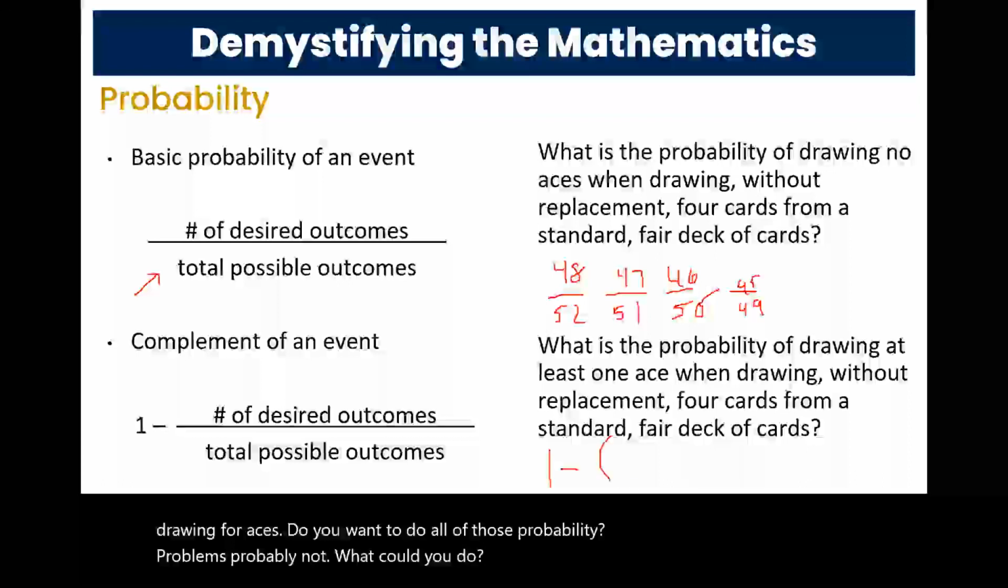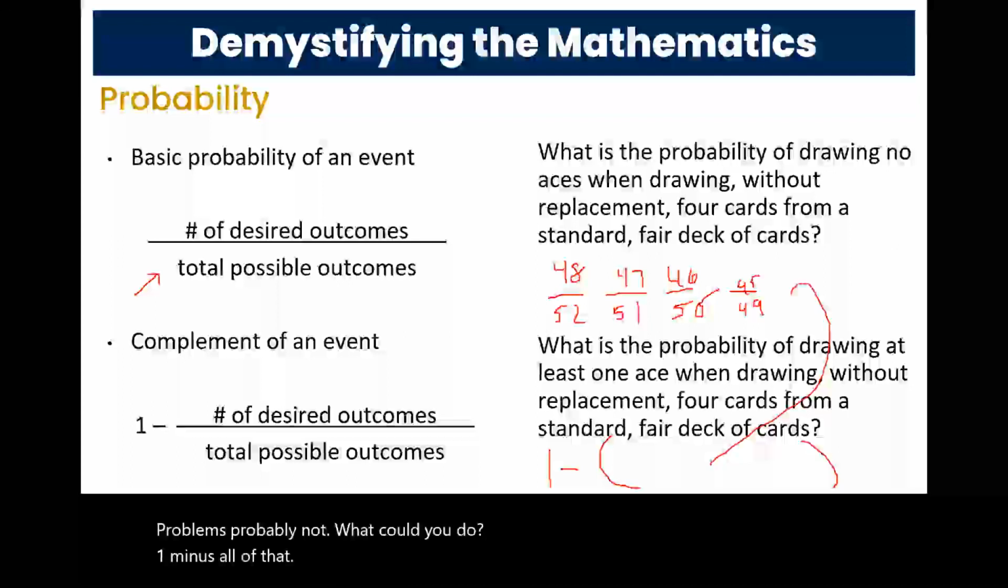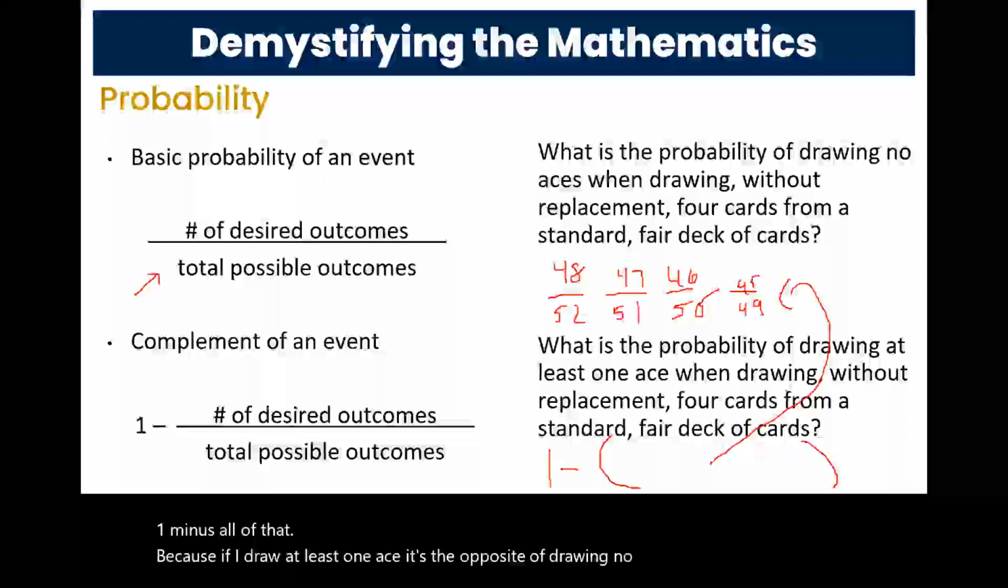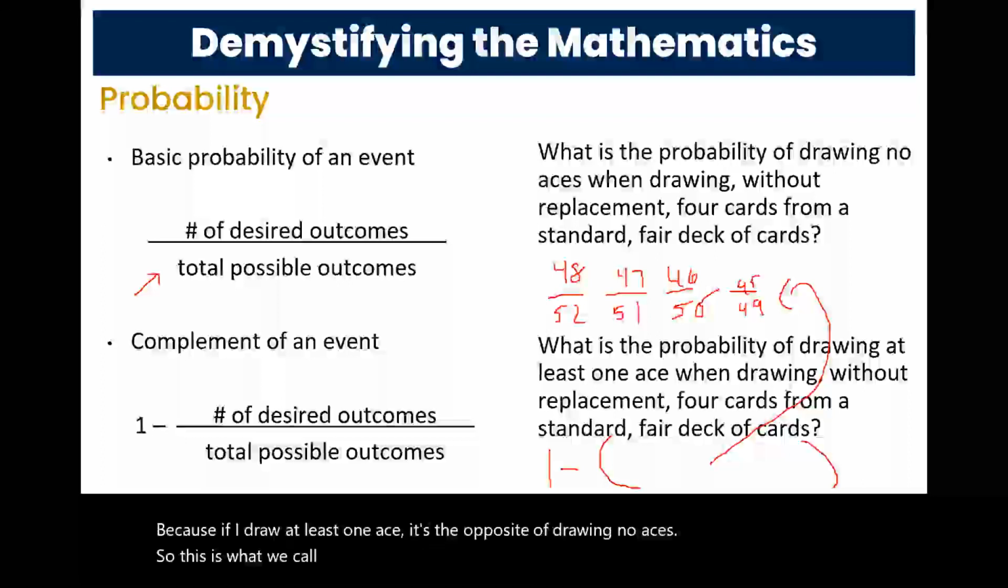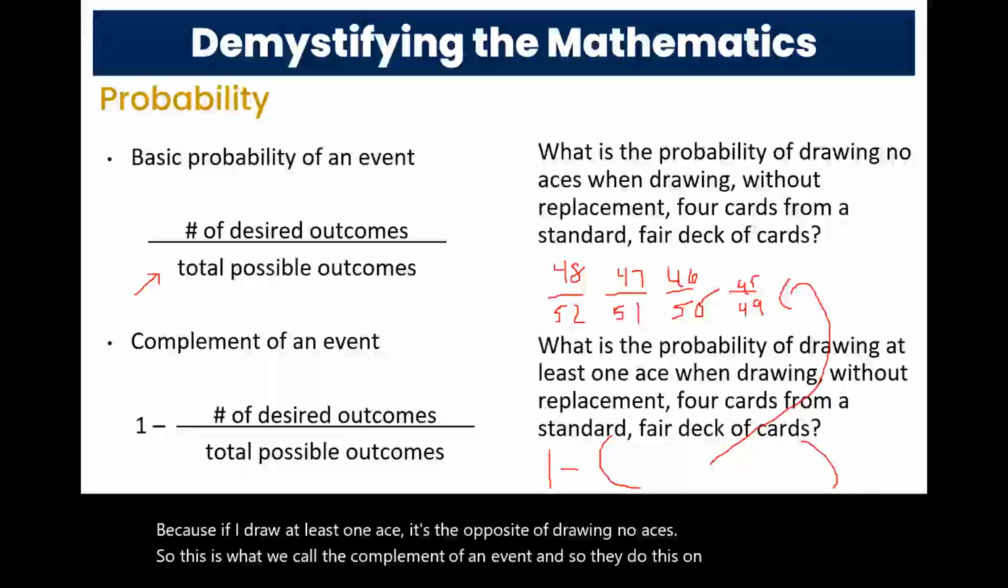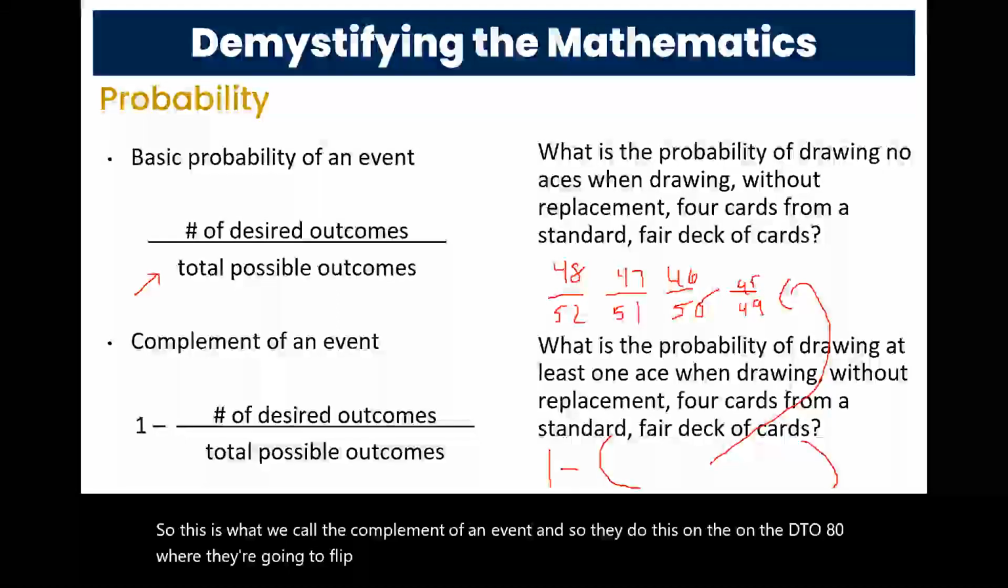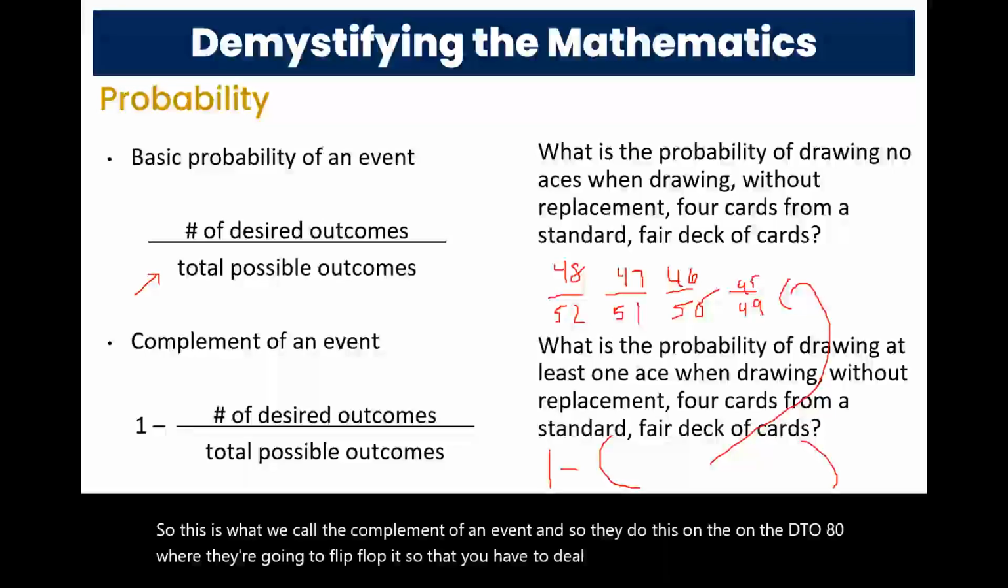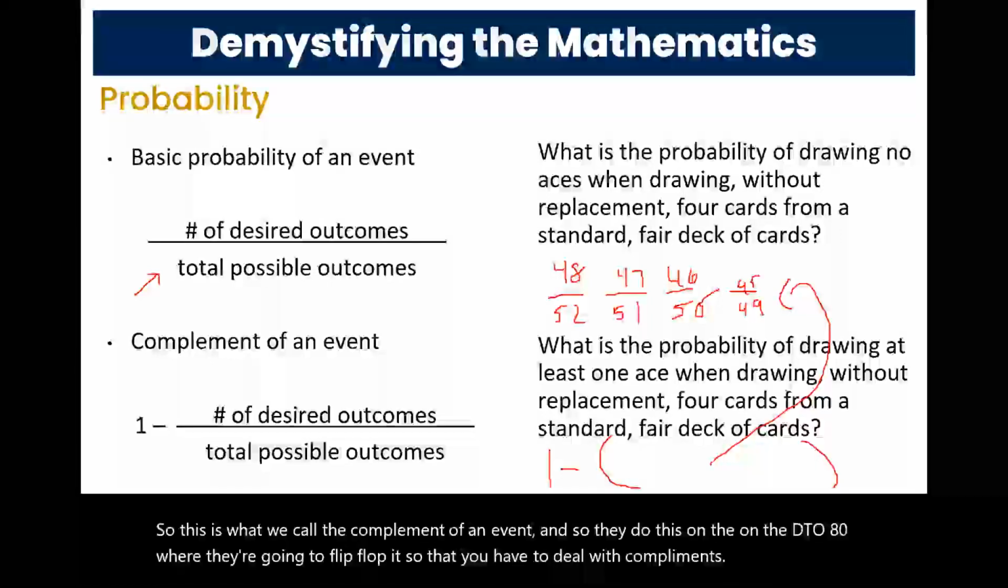One minus all of that. Because if I draw at least one ace, it's the opposite of drawing no aces. So this is what we call the complement of an event. And so they do this on the DAT and the OAT, where they're going to flip-flop it so that you have to deal with complements. So watch out for that little trick.